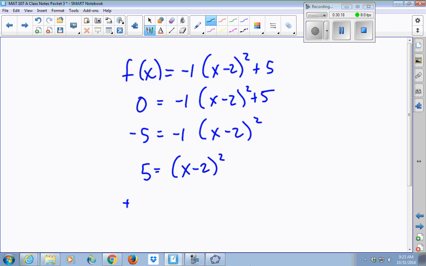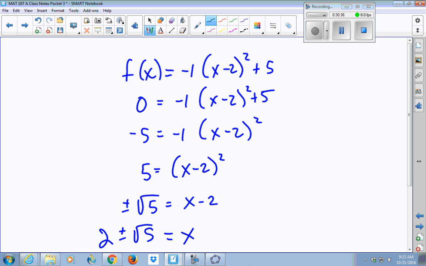Right. You won't forget, right, Jake? Never. Okay. So I square root both sides, but when I square root this side, I got to put the plus and minus. Now to solve for x, I throw the 2 on the other side. And I get 2 plus or minus the square root of 5 is x. And there's your 2 intercepts.